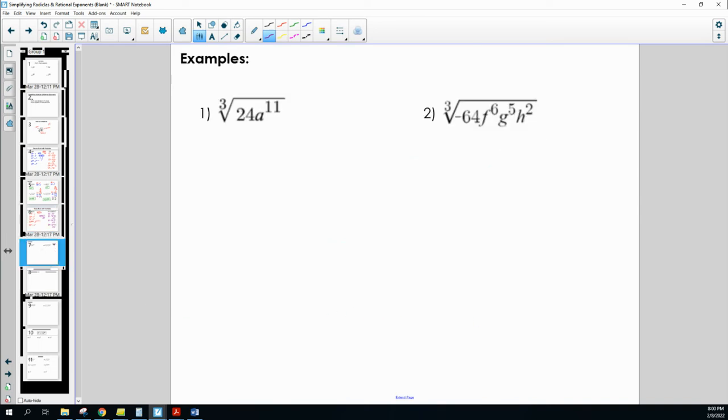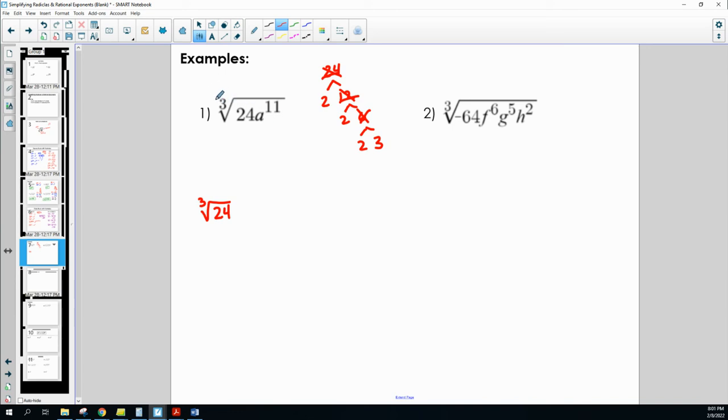So if we look at a couple of examples of this, here we have the cubed root of 24a to the 11th. So we can see that there's a number first. Okay, so cubed root of 24. We're going to break 24 down like we would with our trees. So anything that multiplies to 24, so I'm going to do 2 and 12, and then 12 I'm going to do 2 and 6, and then 6 I'm going to do 2 and 3. So can't use these numbers.